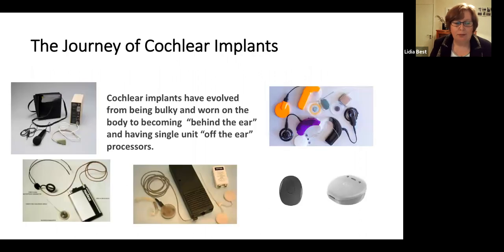Next slide. So what is the journey of cochlear implants? It started, on your left-hand side, with big, bulky, body-worn boxes and external wires going to the magnets on the head. Then you have gone through wonderful, colorful behind-the-ear processors. And finally, the latest innovations are just on the head, small processors without being behind the ear. That's how far we've gone. So let me introduce our next speaker.